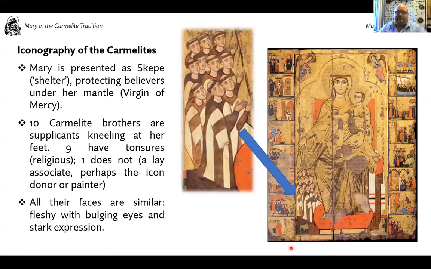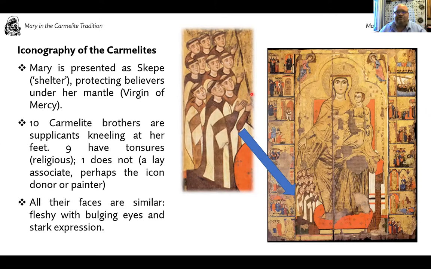It's interesting if you zoom in and look at the Carmelites who are down sheltering under Our Lady's cloak. You can see she's got her cloak spread out around them. In Eastern iconography, that's called a scape or shelter. In Western art, it's often known as the Virgin of Mercy, the one who enfolds us in her mercy and protection. And there are 10 Carmelite brothers.